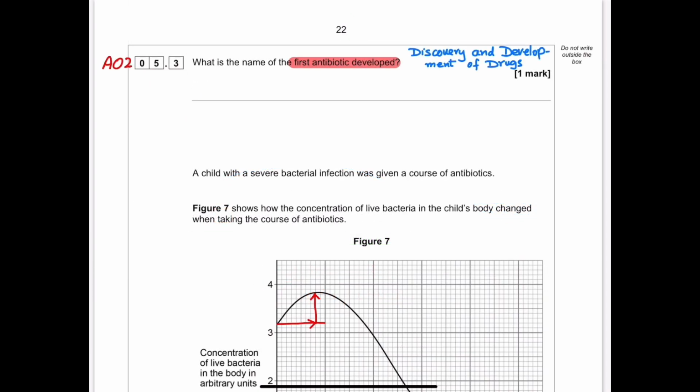5.3 is a year 2 question from the topic of discovery and development of drugs. What is the name of the first antibiotic developed? The name of the first antibiotic is penicillin, discovered by Sir Alexander Fleming.